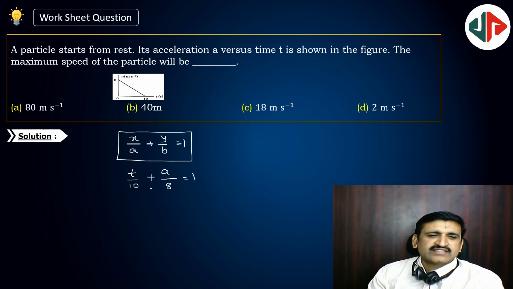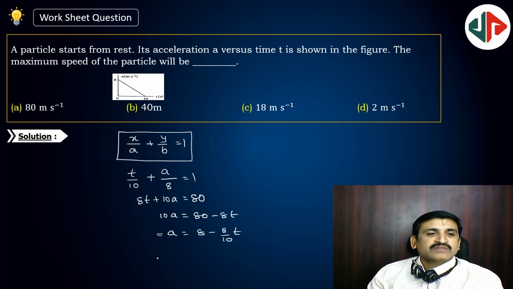You can go for the LCM and everything. So this can be 8t plus 10a is equal to 80. Now 10a is equal to 80 minus 8t, so acceleration is equal to 8 minus 8 by 10 t. Acceleration is nothing but dv by dt. Anyway, it's maxima-minima we want, the maximum speed of the particle. So this is dv by dt only.